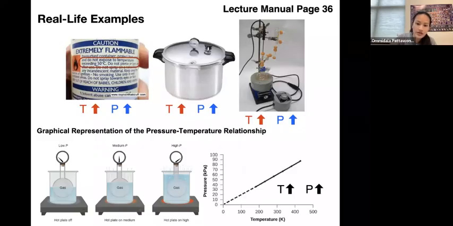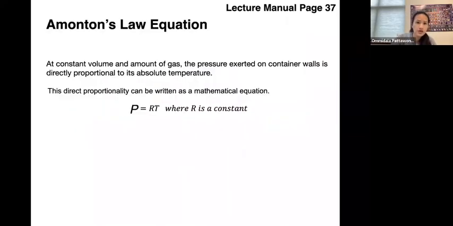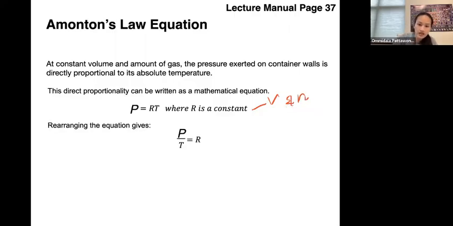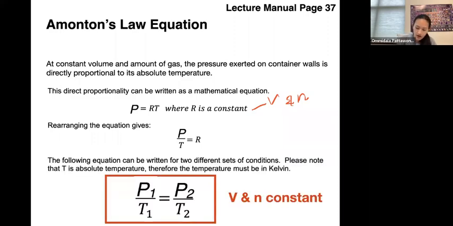Okay, so as you plot pressure against temperature, you are going to see a straight line of direct proportional relationship. Okay, so again, the temperature has to be in absolute temperature. All right, so if we again express this in a mathematical equation, you are going to get pressure equal to RT. And again, R is the constant, which expresses the volume and number of moles of gas that have to stay constant. Okay, so if you rearrange that so that the constant is by itself on one side, you can get the set of two conditions, which is P1 over T1 equal to P2 over T2.